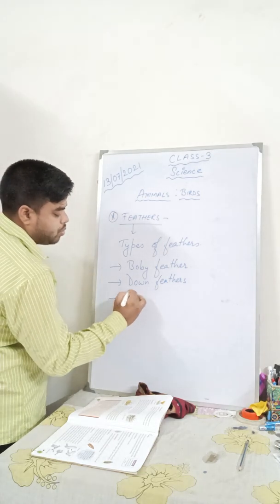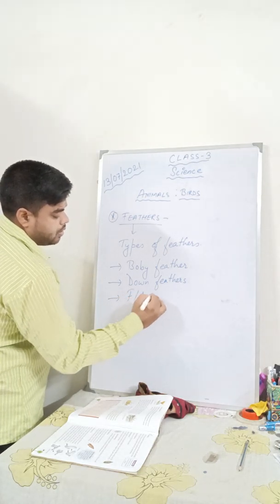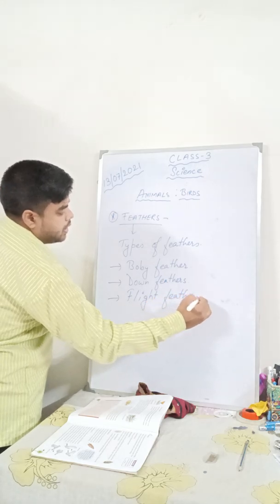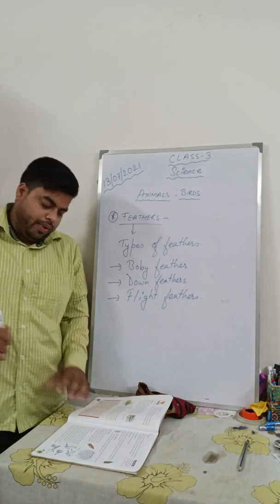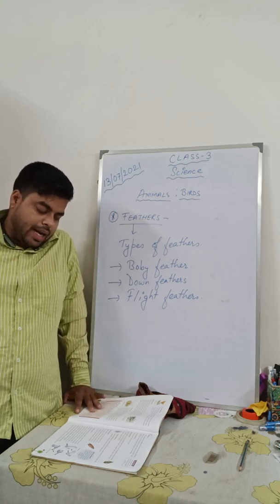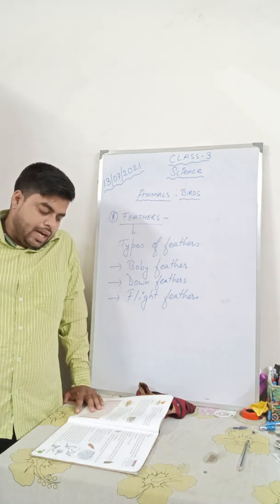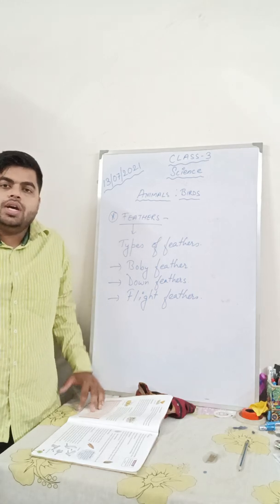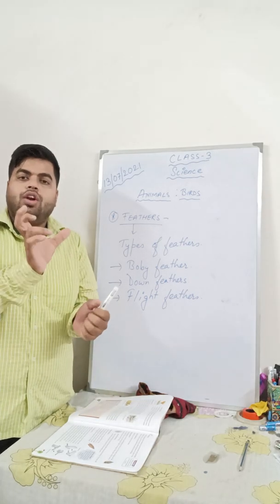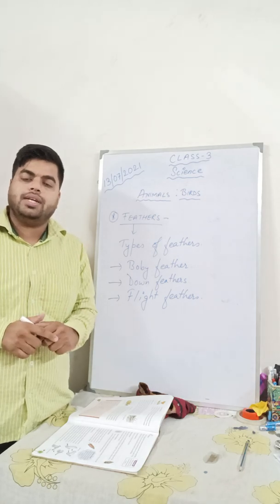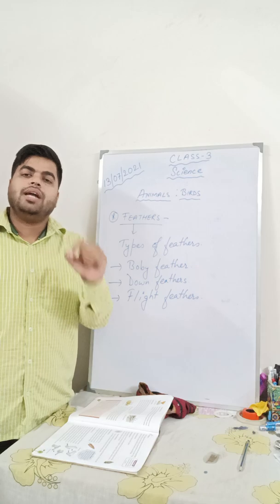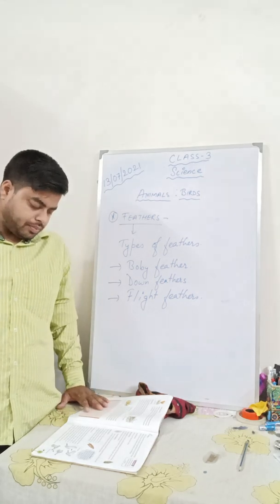The next is the flight feathers. Flight feathers help the bird to fly. Flight feathers are long and flat feathers. They are found on the wings and tails of a bird. If you have seen a bird carefully, the wings contain long feathers, and the tail also has long feathers. These feathers help them to fly.